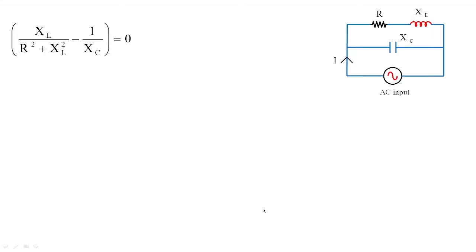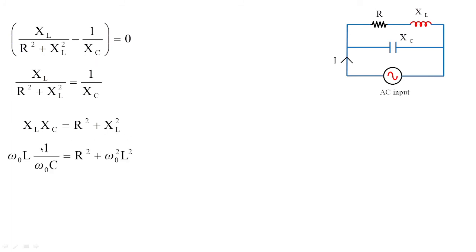Now, under resonance, the susceptance value should be equivalent to 0, because the imaginary value we have to equate to 0. When you equate this value to 0, we are left with XL by R square plus XL square is equal to 1 by XC. Just cross multiply on both sides. We are going to get XC equal to R square plus XL square.